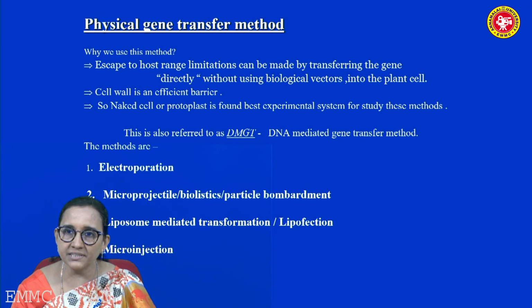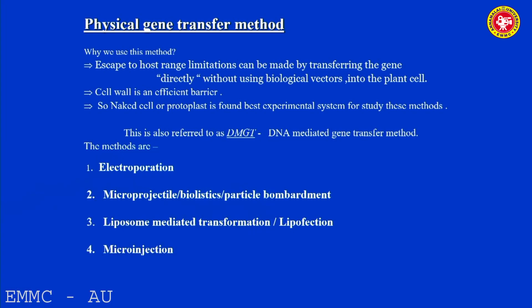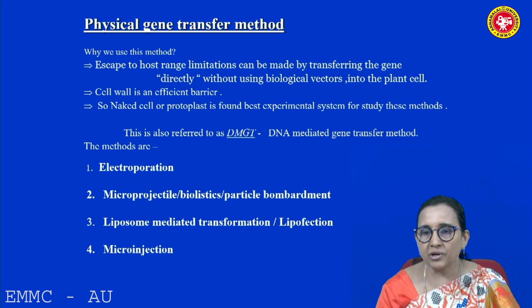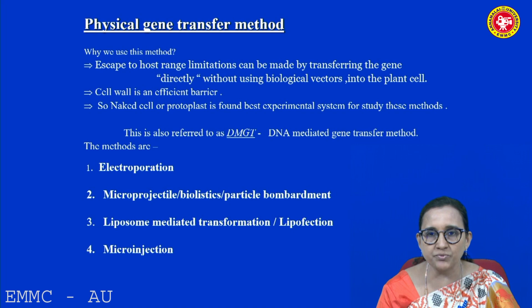These are the direct gene transfer methods. We use these methods to escape the host range limitations, and the gene can be transferred directly into the plant cell without using any biological vectors. Because we are using these methods, the cell wall is an efficient barrier. So, we use the protoplast as the particular plant cell into which we have to transfer the gene. The naked plant cell or protoplast is found to be the best experimental system for the study of these methods.